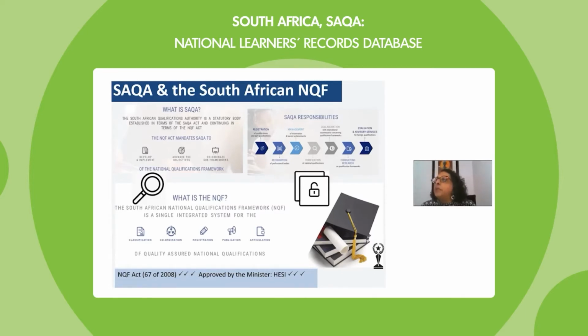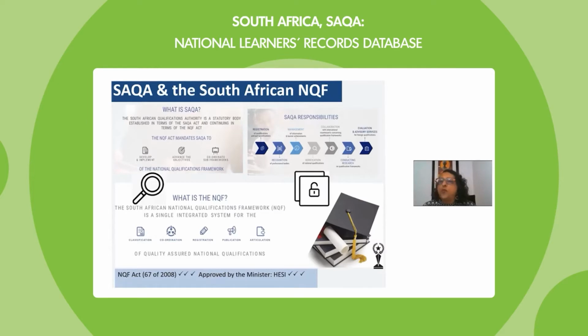So what is SAQA? SAQA is an authority, a statutory body, which was established in 1995 as one of the first transformative acts of the new democratic government, and it continues under the National Qualifications Framework Act of 2008. The act mandates SAQA to develop and implement, advance the objectives, and coordinate 3 sub-frameworks of a national qualifications framework for our country. We're involved in a number of things.